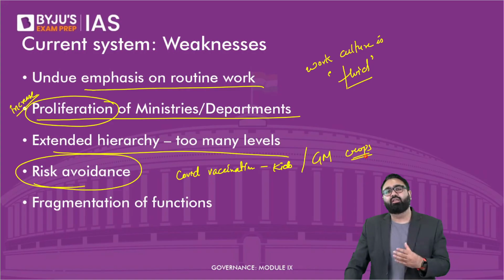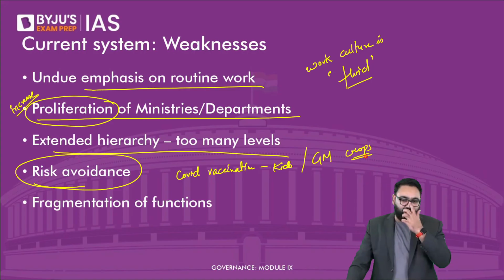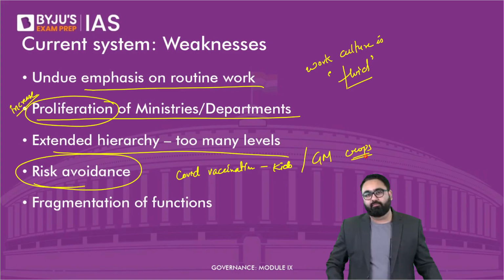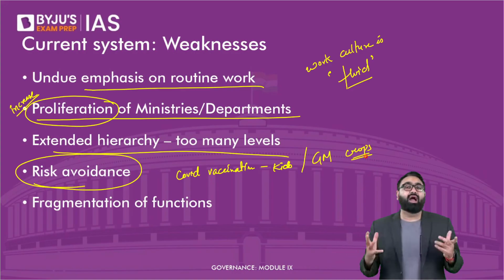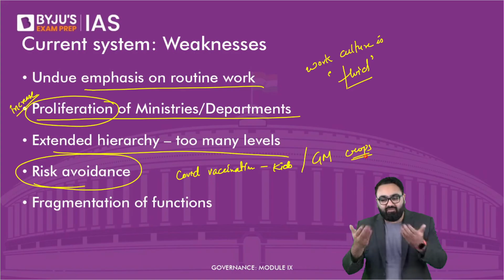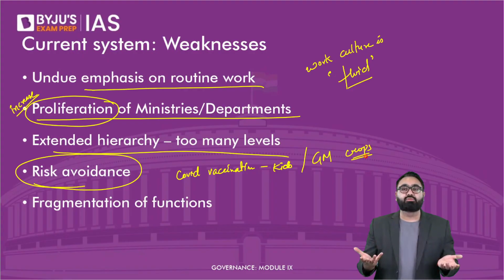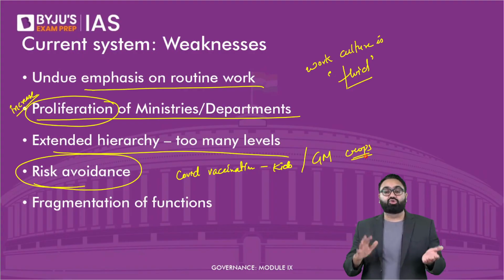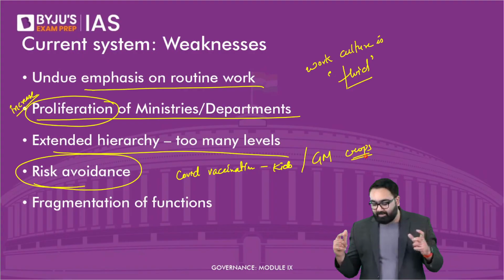We avoid the risk, we avoid taking decisions, because think of it from the bureaucrat's point of view. They think, why do I have to take a risk? Ultimately, I will have to pay for it if something wrong happens. I will have to go to the court, so I will not take a risk. That is a big problem.